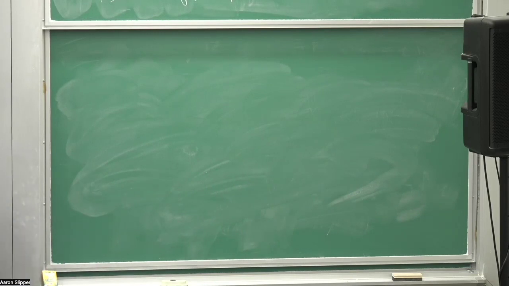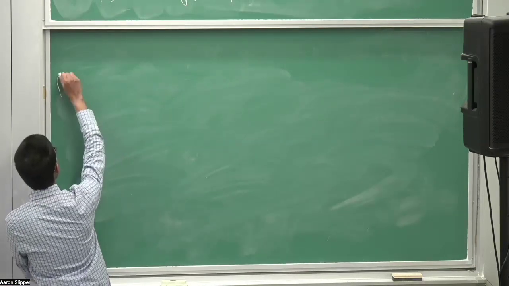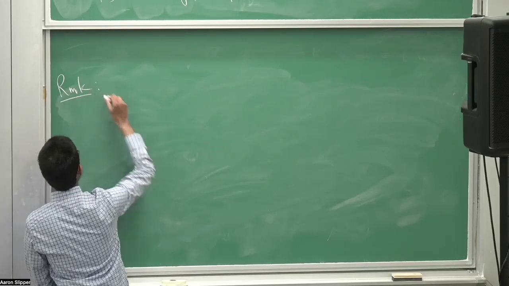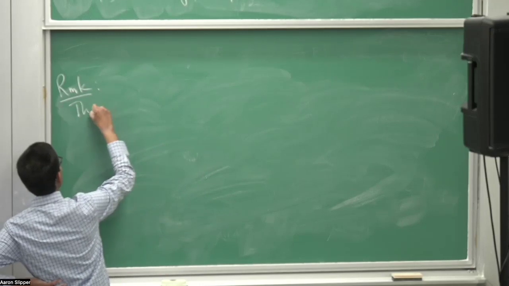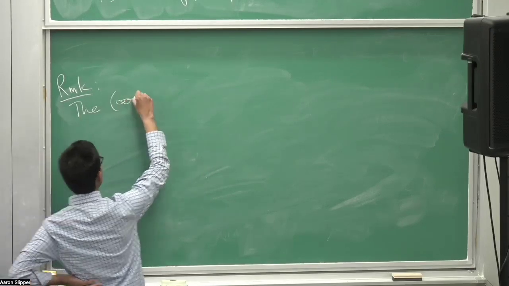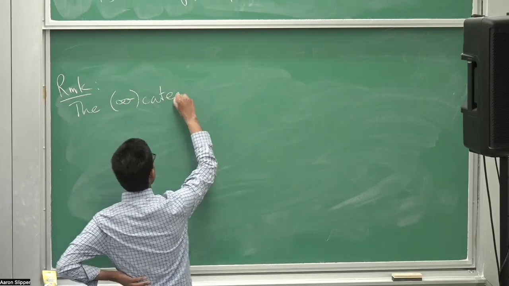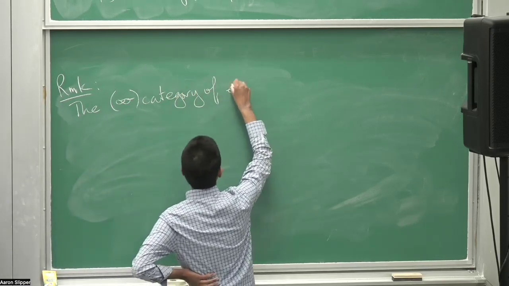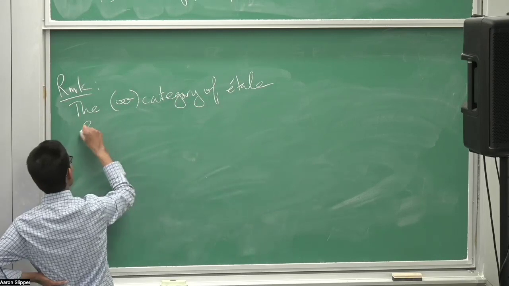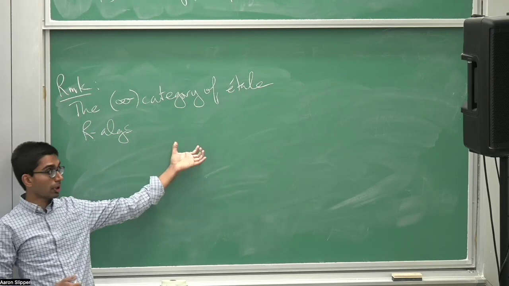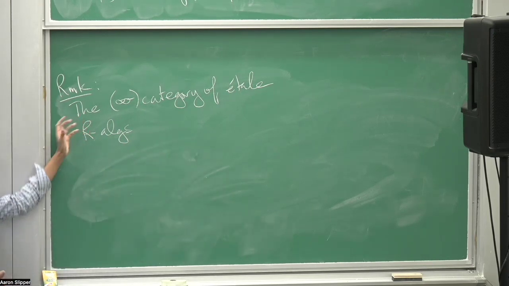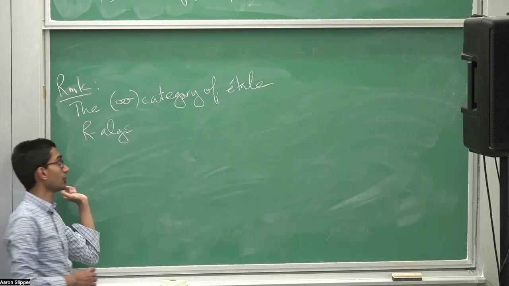One remark is that this notion of étaleness behaves very well in the following sense. The infinity category of étale R-algebras: if you have an étale R-algebra, in particular, it gives you an étale H0 of R-algebra by definition. And the claim is that that's actually an equivalence of categories.